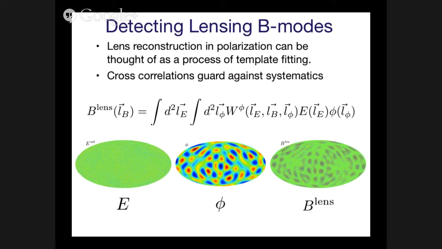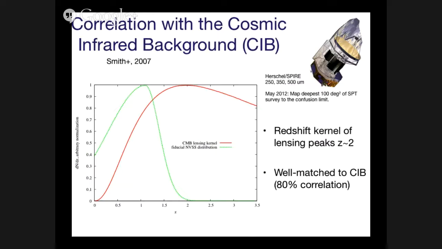Now, we'd like to do a cross-correlation for first detection to guard against systematics. So a natural question, then, is what you can use as a cross-correlation source for that lensing potential map. If you look at what would be correlated with a lensing kernel that peaks around a redshift of 2, and this is the lensing kernel in red, it's a fairly high redshift distribution, higher than, for instance, the NVSS radio sources, which peak around a redshift of 1. However, it's quite well matched to the expected distribution of dusty galaxies.